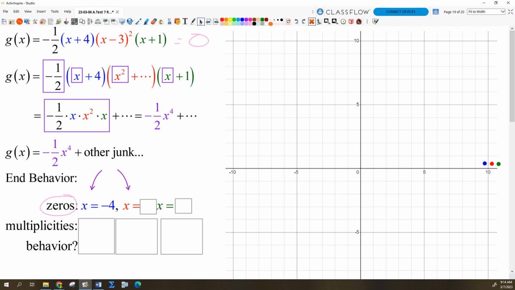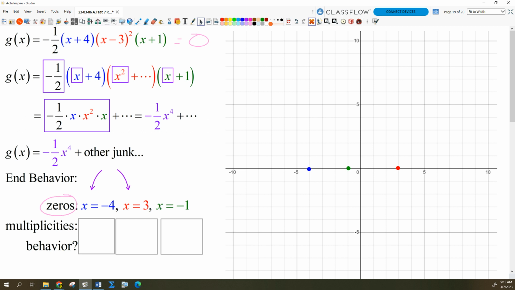Okay, and so we could even put an x-intercept at -4 right there. Okay, what's the red x-intercept? 3. Okay, good. So we can put an x-intercept at 3. And what's the green x-intercept? -1. Okay, so now we've got a green x-intercept at -1. We just need to know what's going on at each of those intercepts based on the multiplicity.